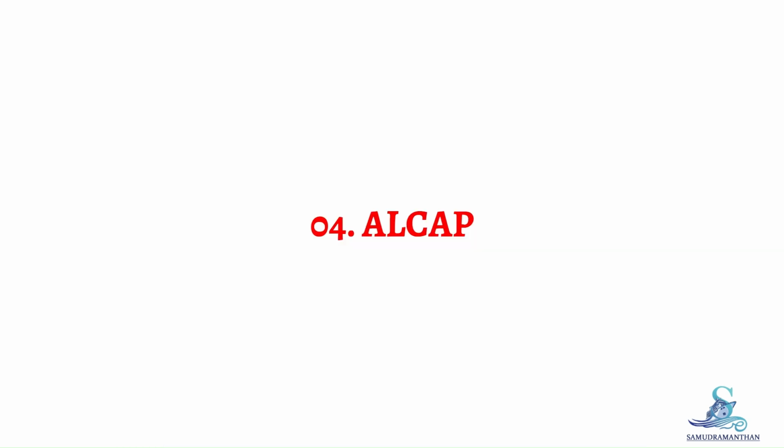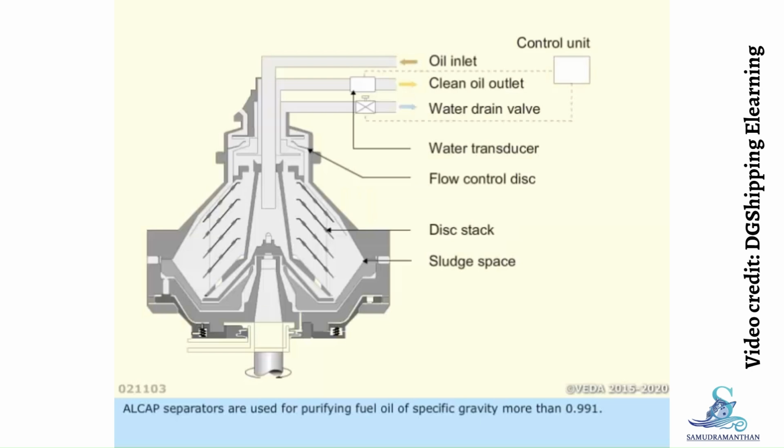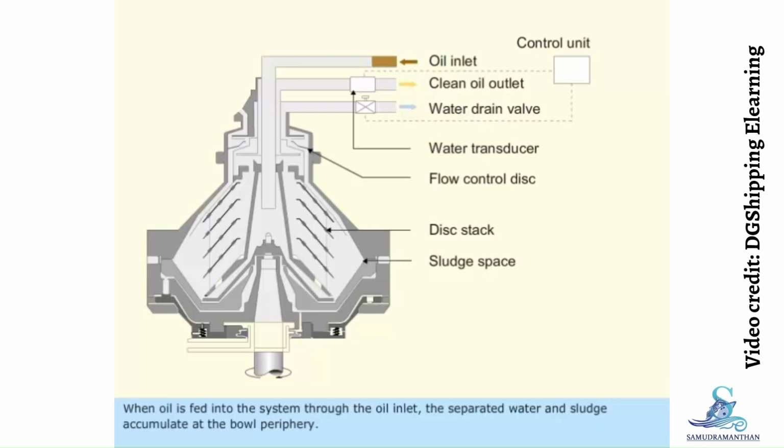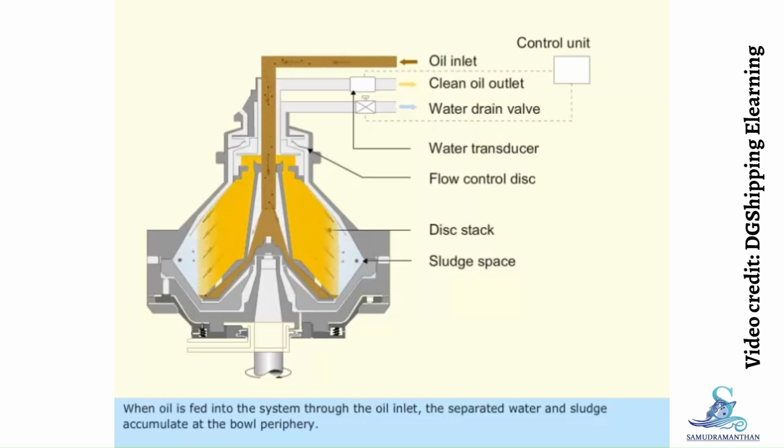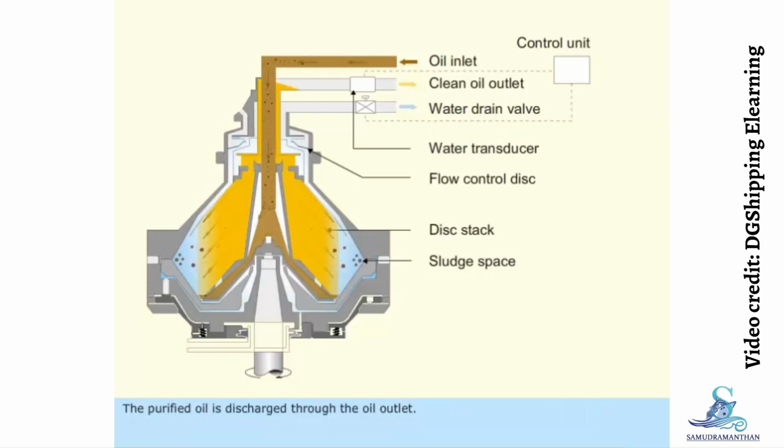Topic 4: ALCAP. ALCAP separators are used for purifying fuel oil of specific gravity more than 0.991. When oil is fed into the system through the oil inlet, the separated water and sludge accumulate at the bowl periphery. The purified oil is discharged through the oil outlet. It operates similar to a clarifier.